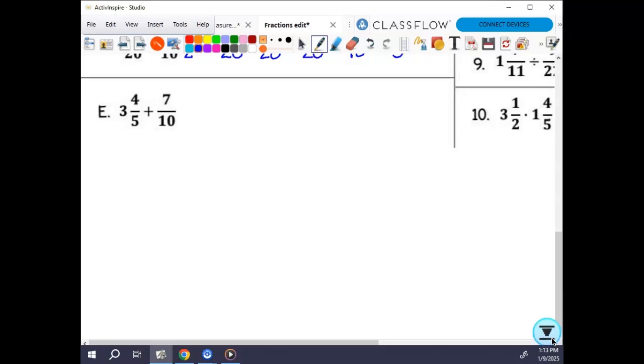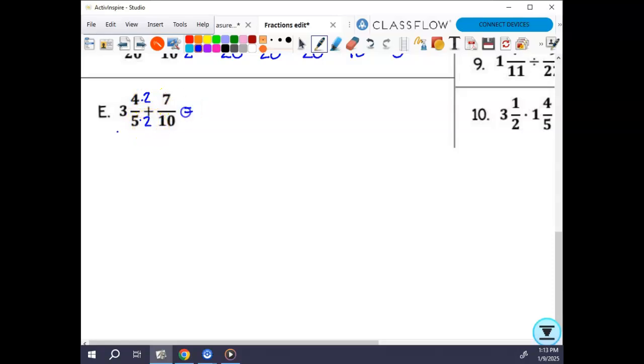All right, so now on E, when we have to add a mixed number to a fraction, you could change the mixed number to an improper fraction. You could do that, but you don't have to. So let's not do that, so that you can just see another way to do it. I can't completely ignore that 3, but I'm going to ignore it for a second. When I'm just looking at my fractions, what would my common denominator be? 10.